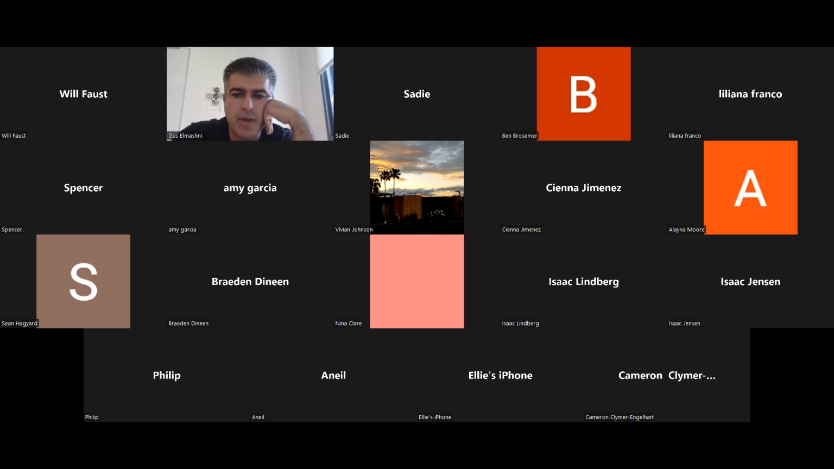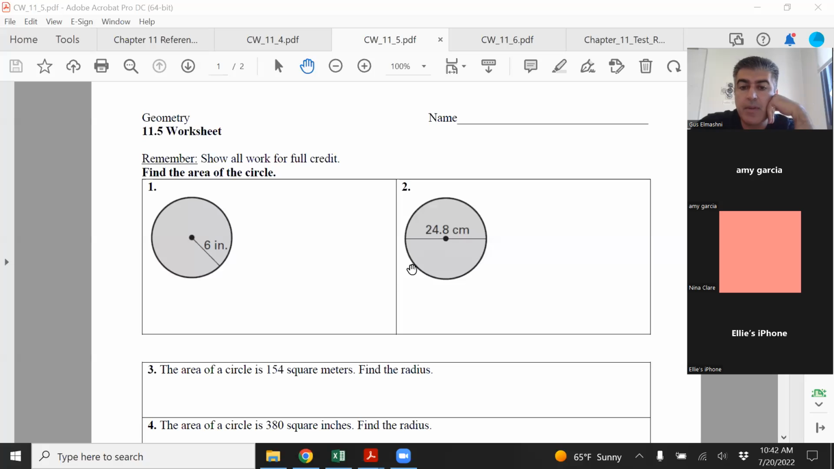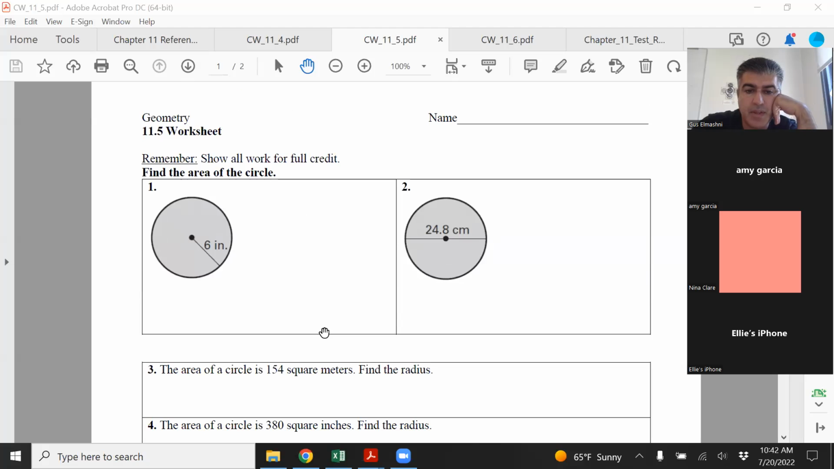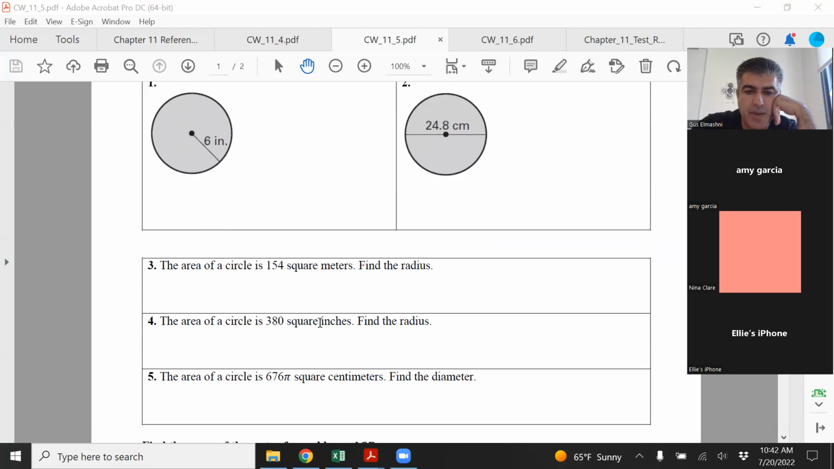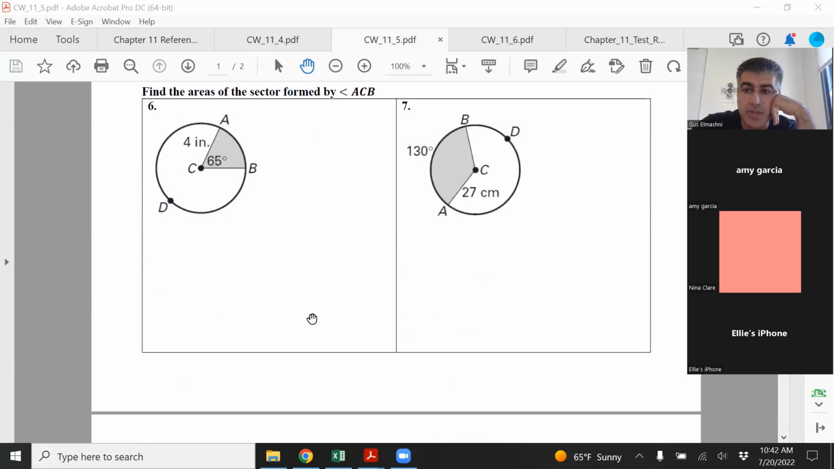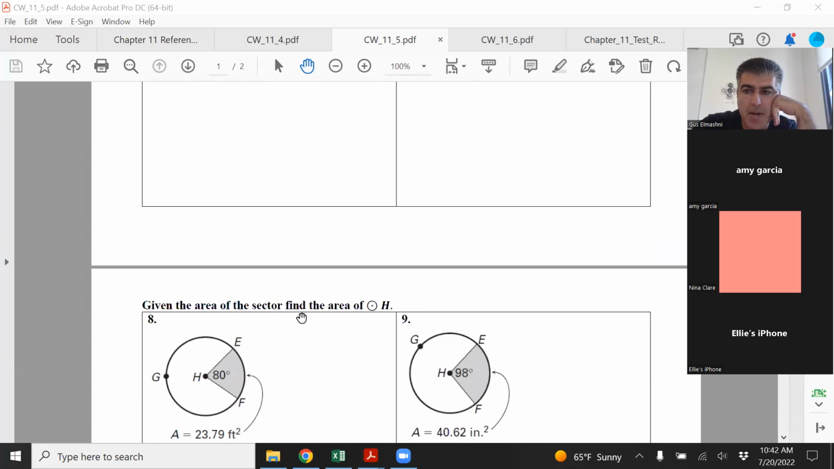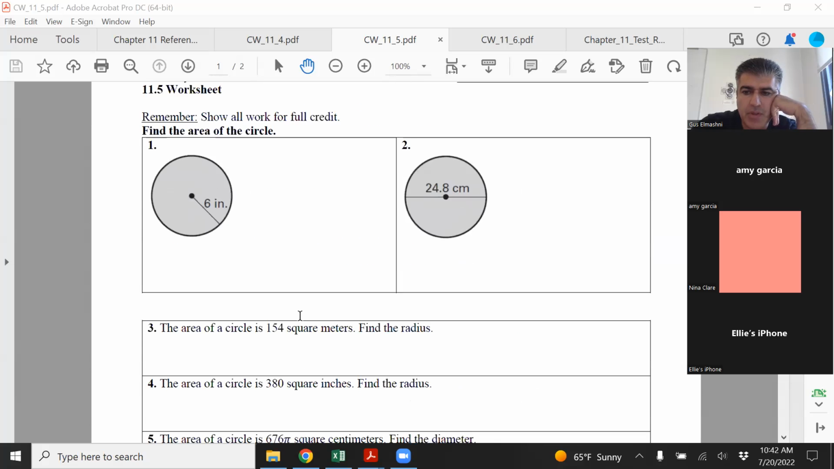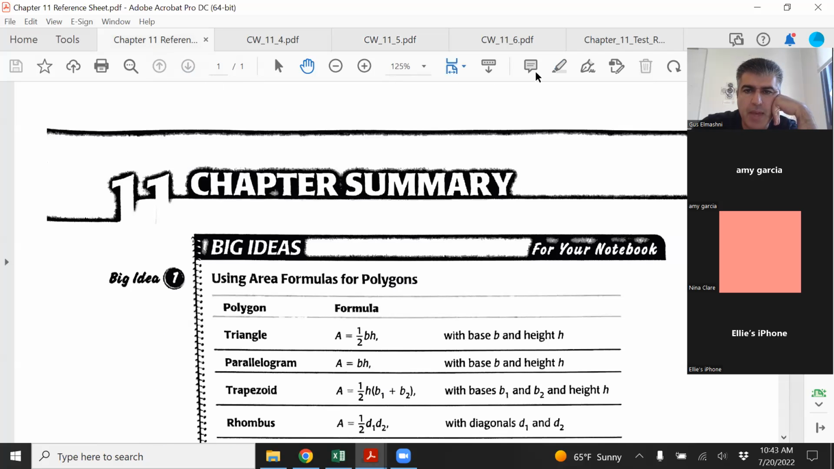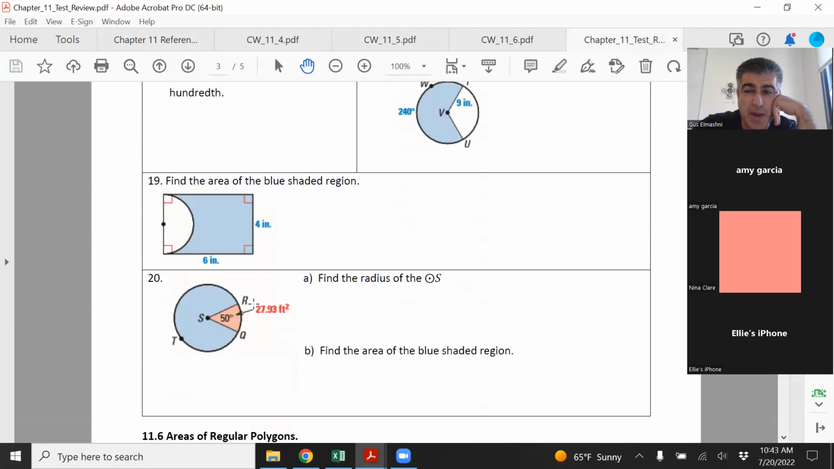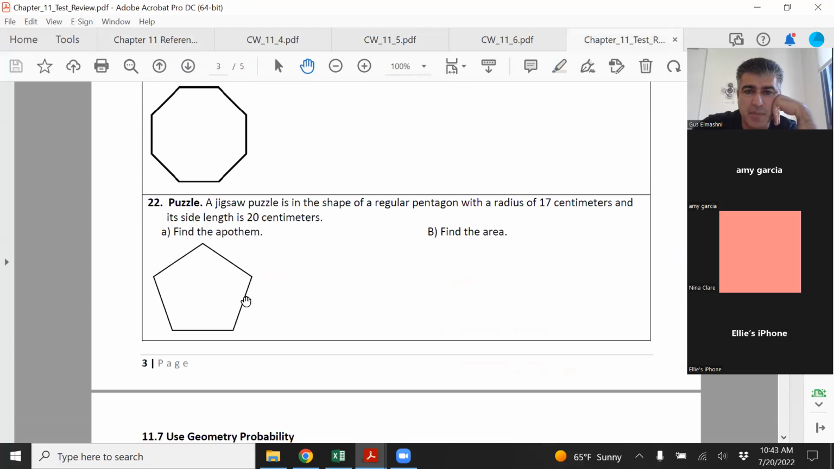Let's go to sharing the whiteboard, this right here. So again, you're just asked to find the area. And then here you're asked to find the radius for a given area. And then we're doing sectors for 6, 7, 8, 9. The 10th is a word problem. So we'll work through that, and then we'll move on to 11.6 after that. Maybe we do these, but I think I might want to hold off and have you guys practice these skills in a breakout session.